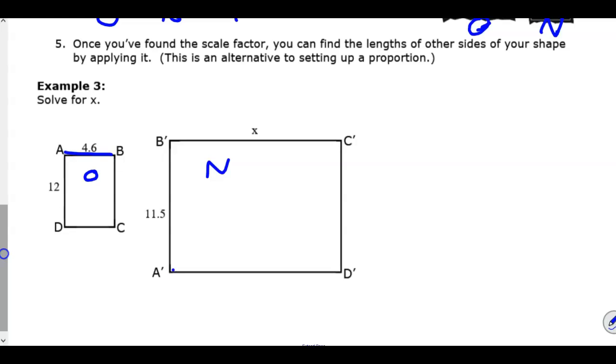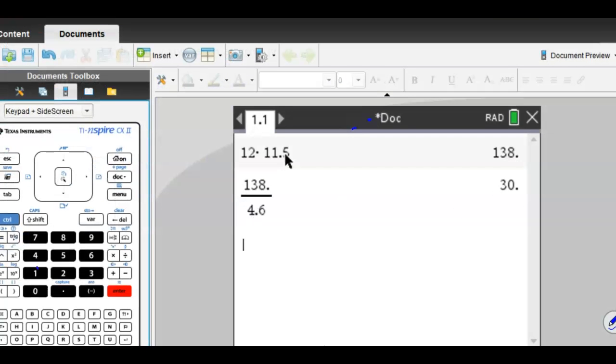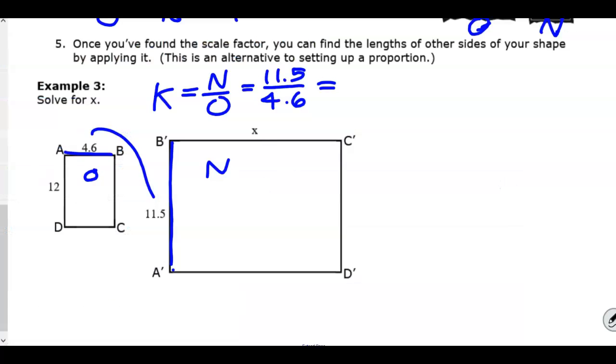A prime, B prime. Okay, let's find the scale factor. New over old. Now, see these two are connected? Which one's new? 11.5 over, what's the original? 4.6. Now, we're going to actually divide these to get a number. 11.5 over 4.6. Okay, we get 2.5.